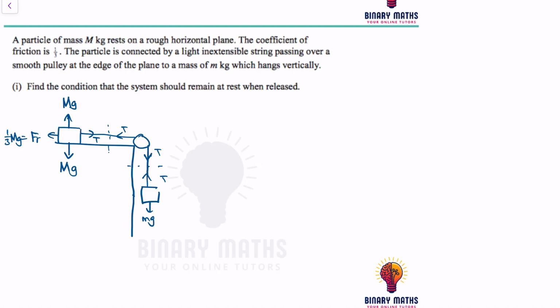Find the condition the system should remain at rest. So if the system remains at rest, then when we apply Newton's second law vertically to mass m, the lowercase m, we know T must, because it's not moving, be equal to m times g.